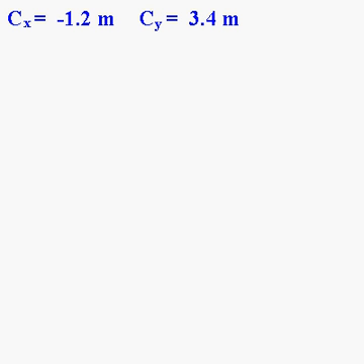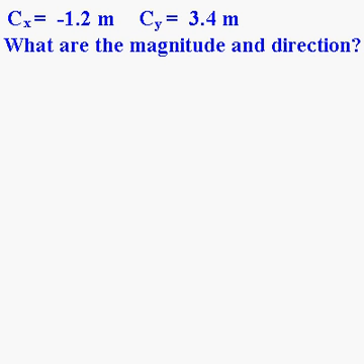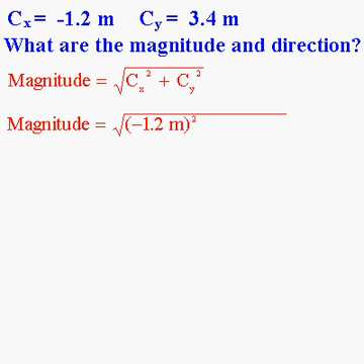In this example, we start with a vector that has an x component of negative 1.2 meters and a y component of 3.4 meters. And the question is, what's the magnitude and direction of this vector? Well, the magnitude is easy. It just comes from the Pythagorean theorem. The magnitude is the square root of the x component squared plus the y component squared. So the magnitude is the square root of negative 1.2 meters squared plus 3.4 meters squared.